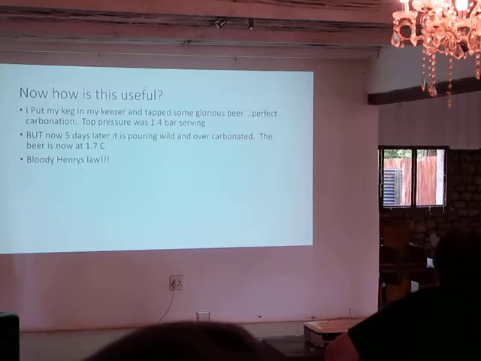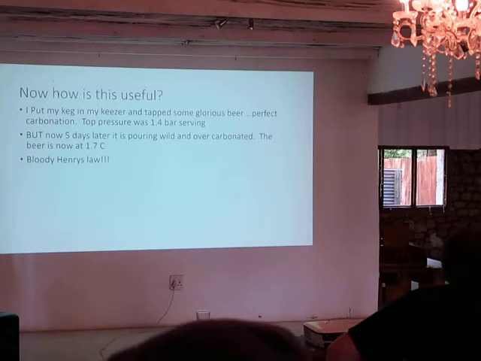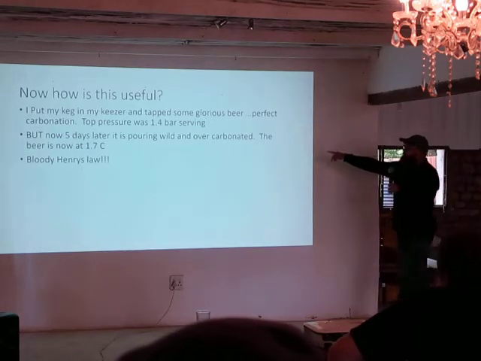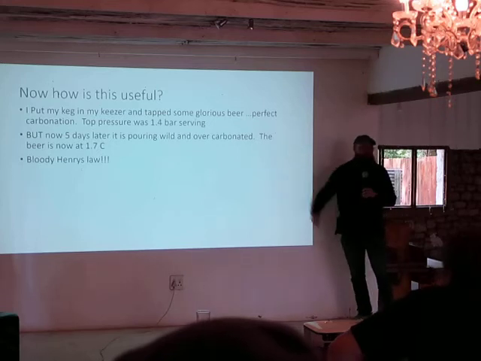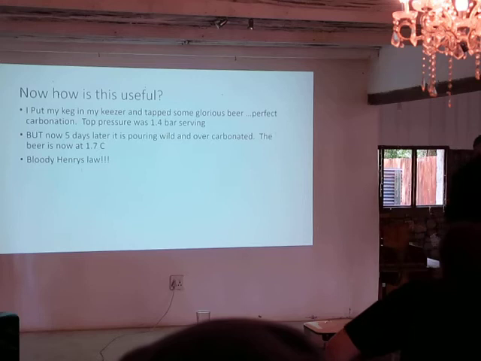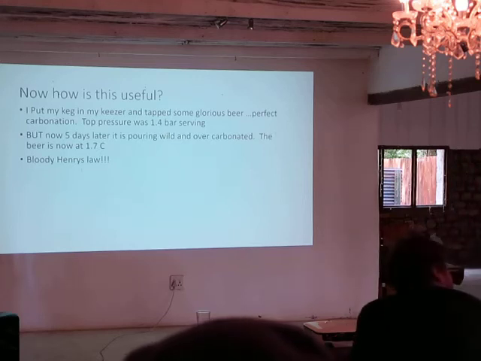First pour that I do, total chaos. It's just foam and it's overcarbonated. What the hell changed? Alright? So now 5 days later, in the keezer, the temperature of the keg has gone down to 1.7. I've had 1.4 bar top pressure on it. Why is it going so wild?